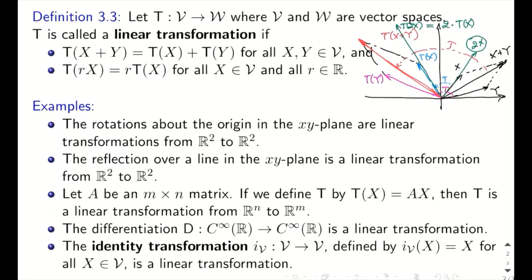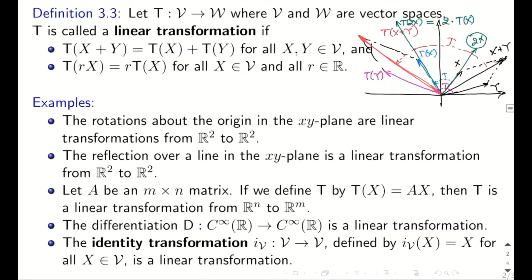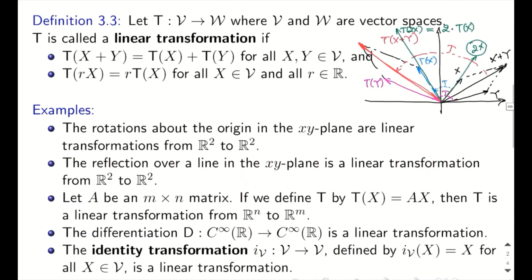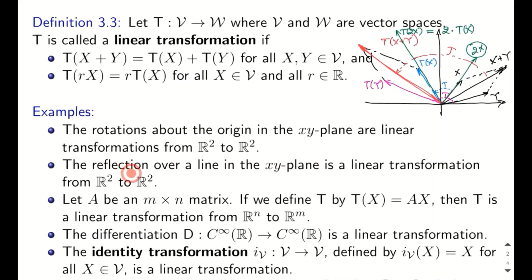Now, of course, it will preserve the scale. If you have something twice as long as something else, after the rotation, you still have something twice as long as the corresponding image. And so rotation is actually a linear transformation. The reflection across a line in the xy plane is also a linear transformation, because reflection will preserve the length and the angle. It will preserve the geometric structures, especially the parallelograms, so it will carry the addition structure into the addition structure. And of course, the scale will be preserved as well.